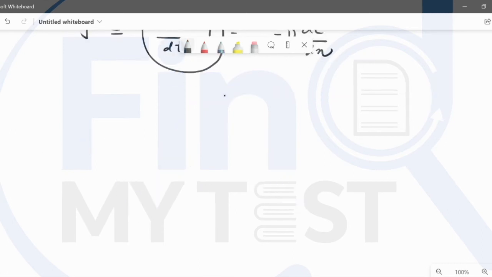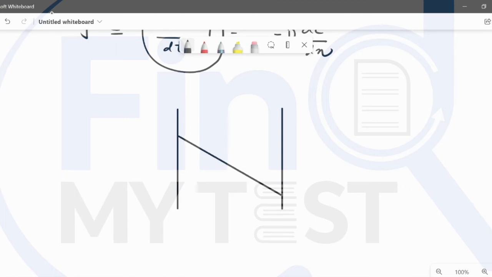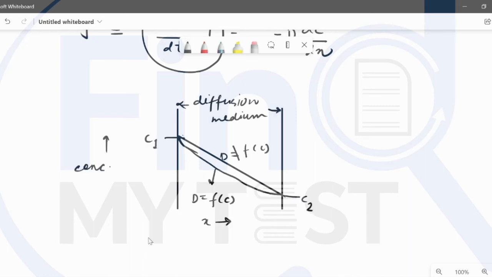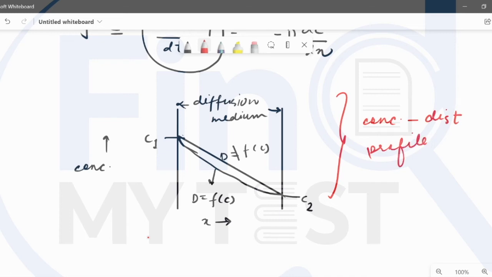We can draw the concentration distance profile for steady state, and that can be drawn like this. As you can see on the screen, this is the concentration distance profile for steady state.